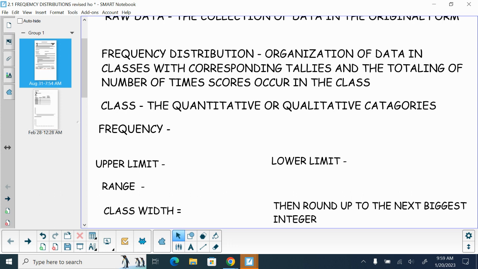Classes are quantitative or qualitative categories. Okay, a class, you have a class there. It's either going to be quantitative or qualitative. For example, what month were you born in? I go through the room and ask you what month you were born in, and I would tally up whatever month that you were born in. Once again, I would not care about who it is. I just tally up and collect the data.